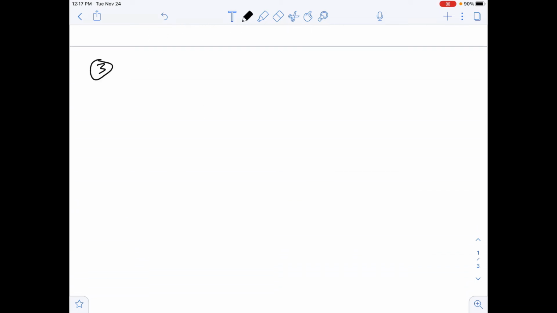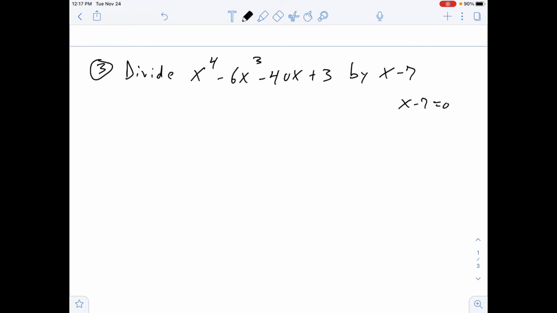So let's say we want to divide x to the fourth minus 6x to the third minus 40x plus 3 by x minus 7. So again, we're going to take the x minus 7, set it equal to 0. So we get x equals 7. So we're going to use our upside down division house. So we have 7.